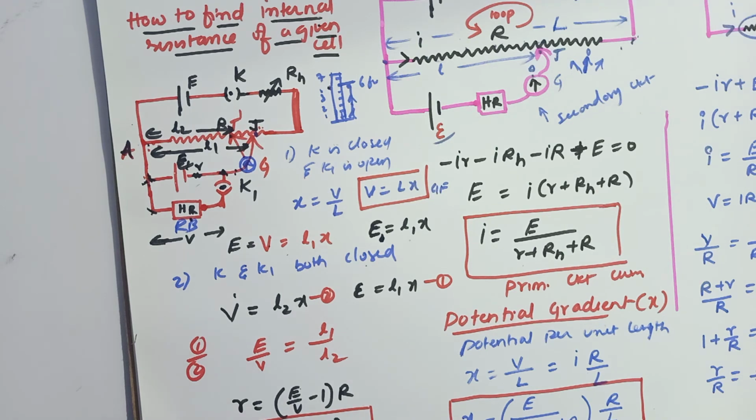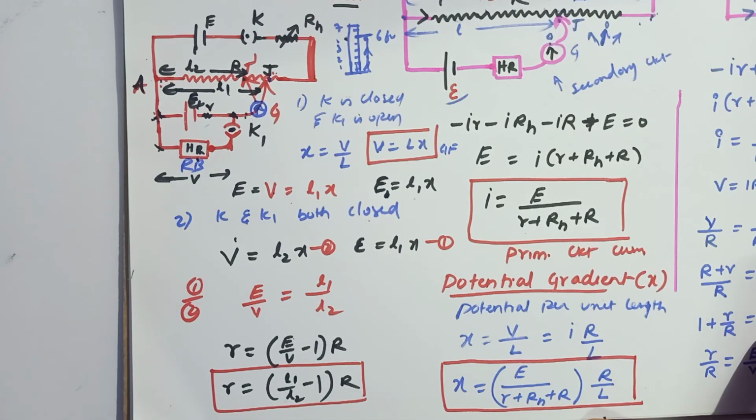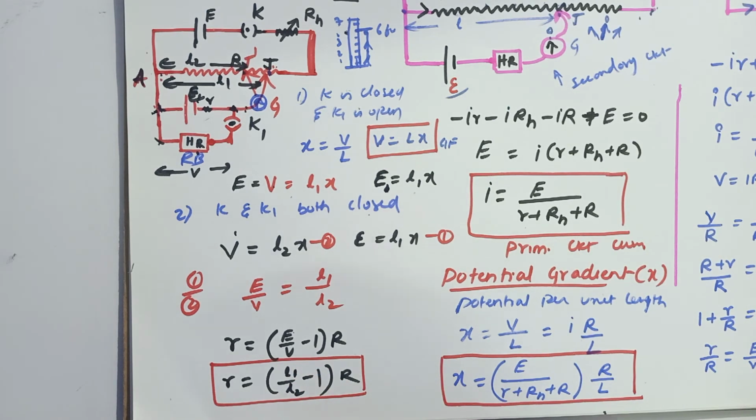So that's it. Now the next topic we shall discuss is how to compare the EMFs of two cells. We got the internal resistance. If two cells are given to you, then how are you going to compare the EMFs of both the cells? That I am going to discuss now.